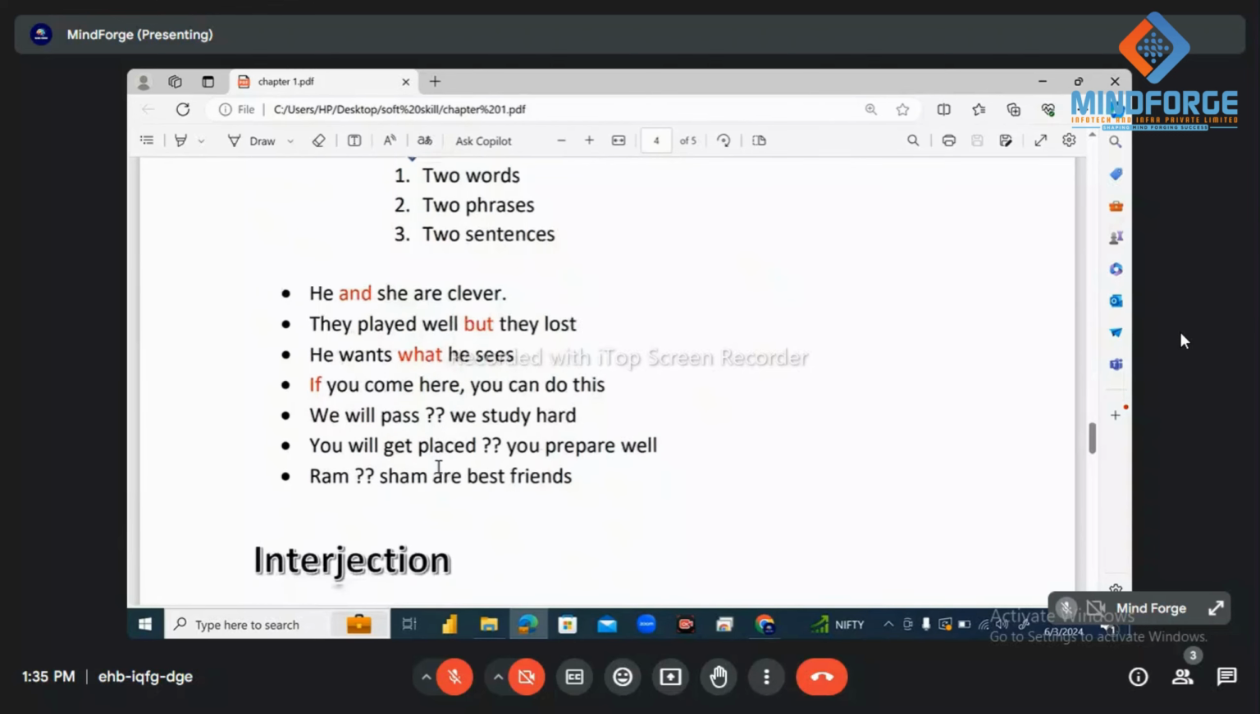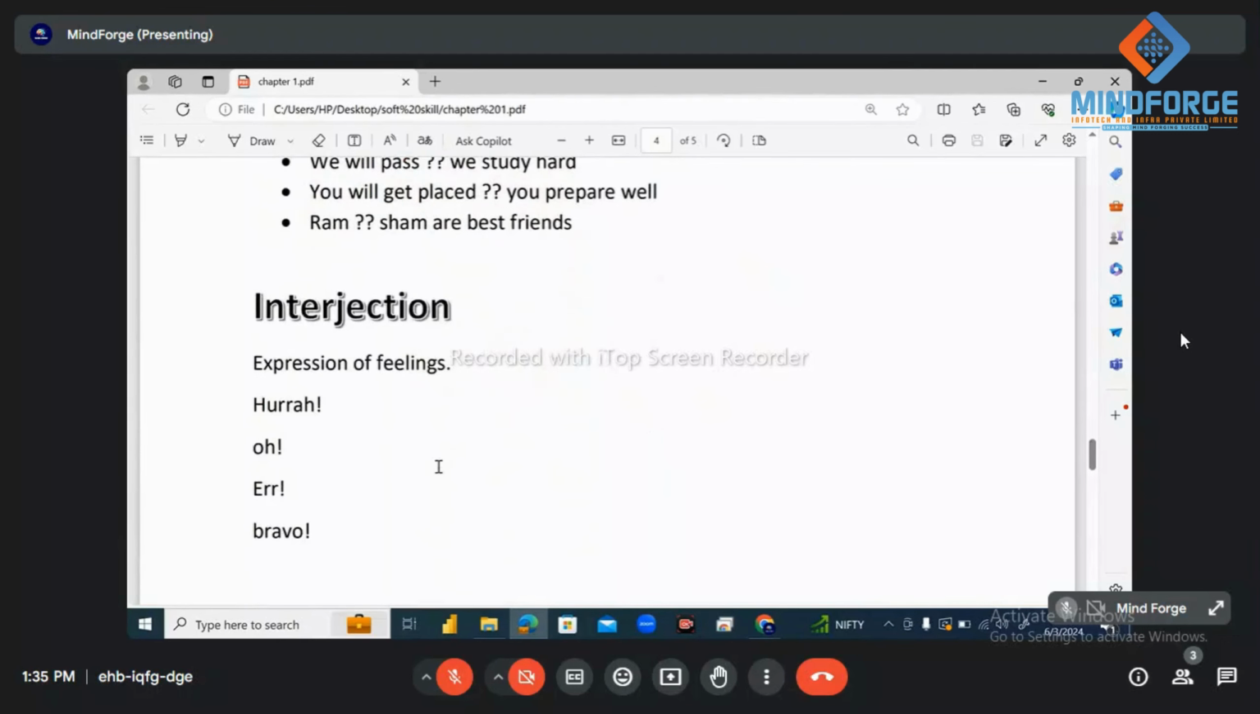Okay, so let's go ahead. We are discussing more about interjection. What is interjection, guys? Interjection means expression of feelings, where we are going to express the feelings. For example, one of your friends got the highest marks in the exam. Then what do we say to him? Bravo, bro, right? Bravo. So this is the interjection whenever we are expressing the feeling towards that.